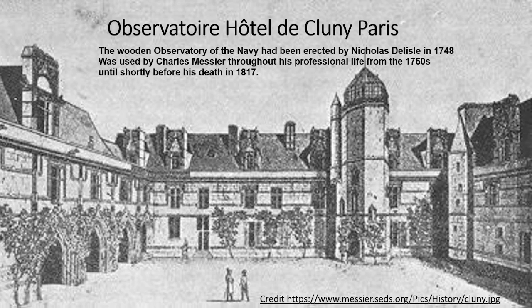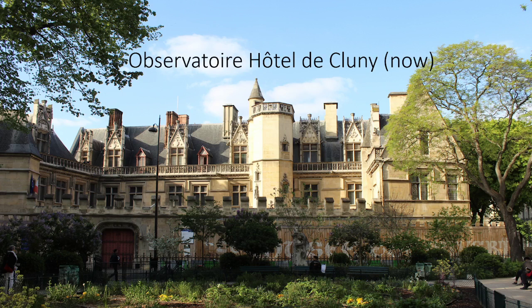Next one. Yes, that's how it is now. Obviously, you can still see the tower that took the observatory. And the odd thing is that this place is actually advertised as a medieval museum, because that's what it was, a museum, before they started the observatory. If you go there now, there's absolutely no mention of Messier at all, which is a shame. Anyway, next one.